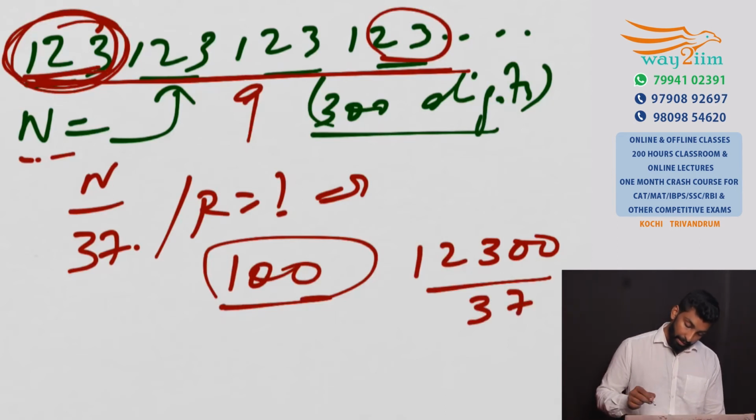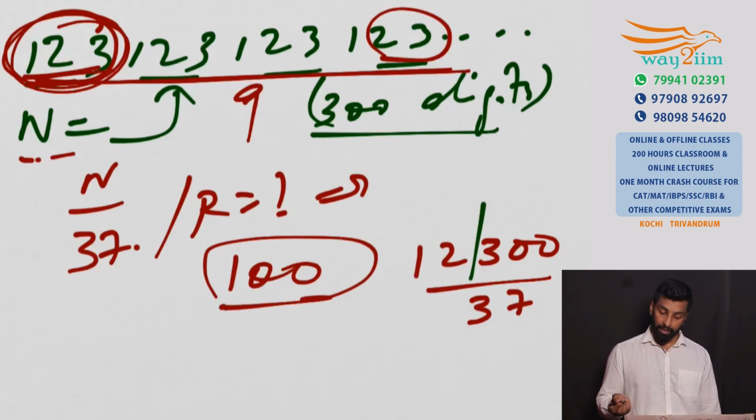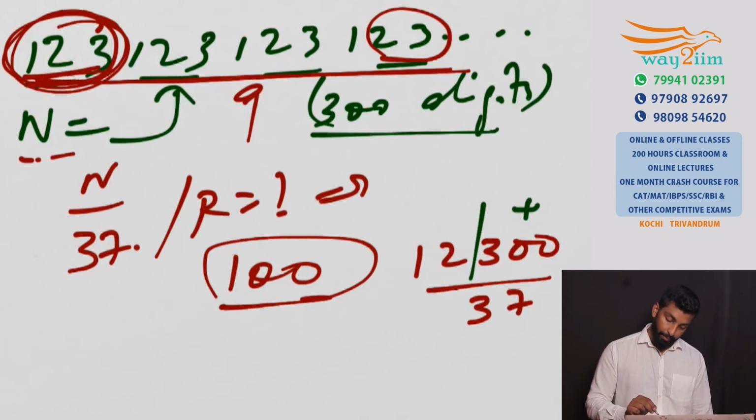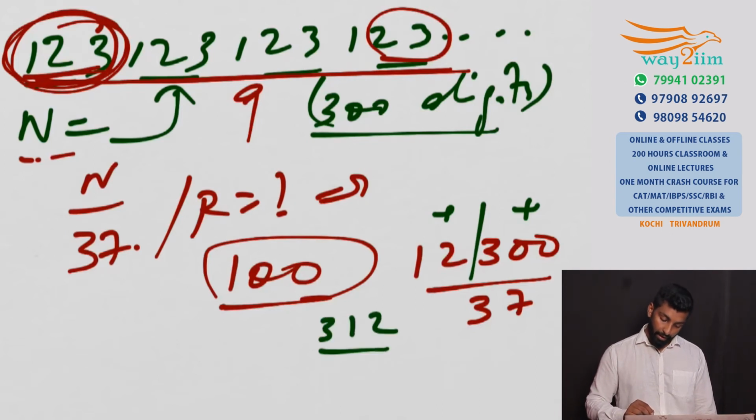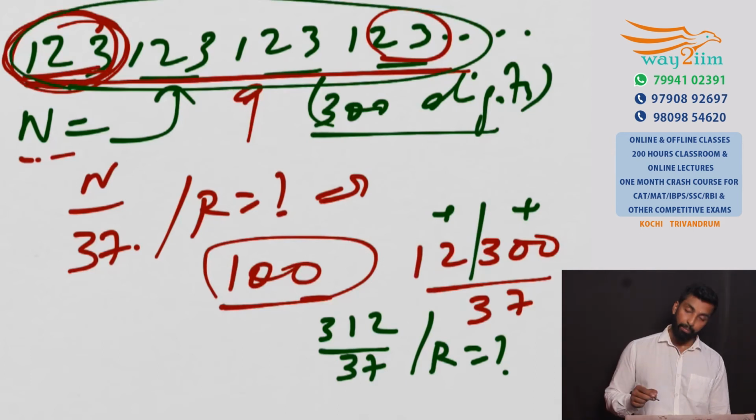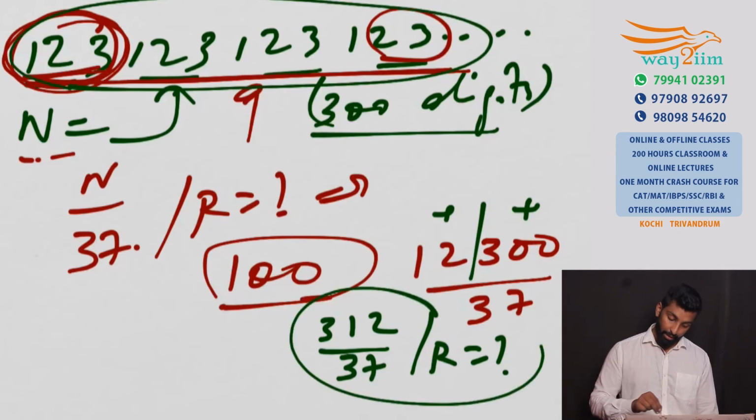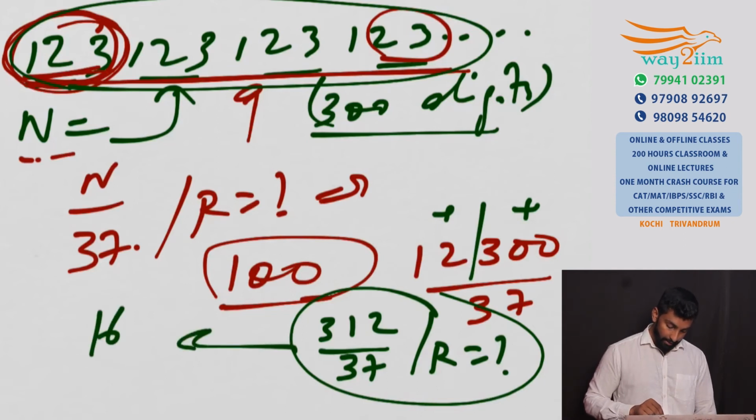Again, you can apply the same formula. You can just split it into groups of 3, and you need to add these. So 300 plus 12, 312 divided by 37, you need to see what is the remainder. Basically, the bigger number divided by 37 will have the same remainder as 312 divided by 37. What will you get? You will get 16.